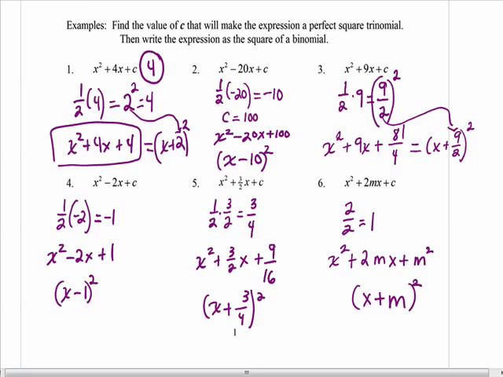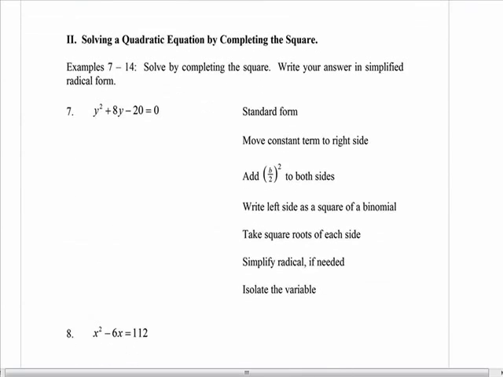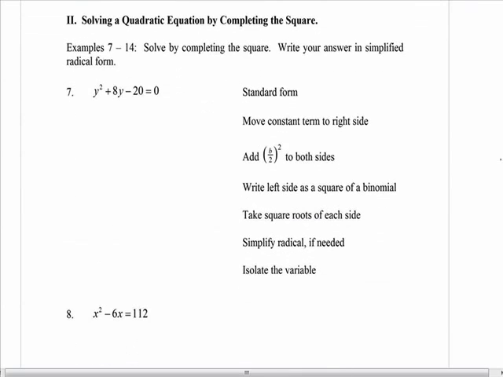Okay. Now, if we can write things as a squared quantity, then we can do what we did yesterday, right? We could square root each side and solve. So let's figure out how we can take an equation and use what we just did to solve it. This is especially beneficial on equations that do not factor. So this method is called solving a quadratic by completing the square. I'd like you to follow with me step by step.